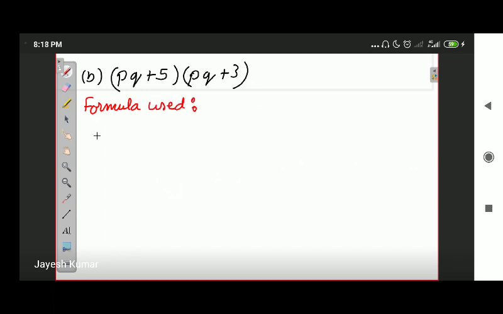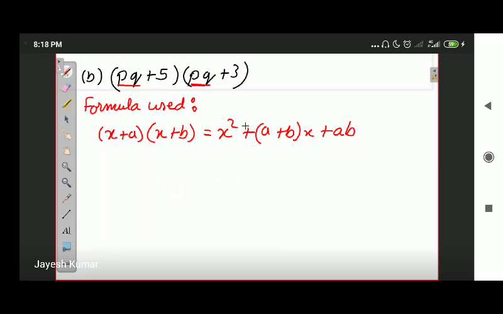The formula is (x + a)(x + b) = x² + (a + b)x + ab. This time, in place of x we have pq, in place of a we have 5, and in place of b we have 3. So the formula will be applied in this manner.